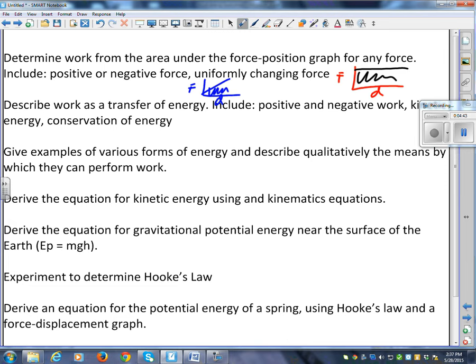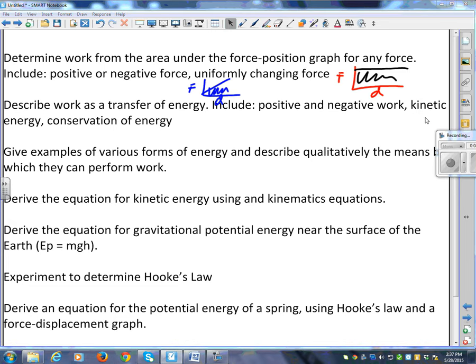Did we describe work as a transfer of energy, including positive and negative work, kinetic energy, conservation of energy? Yeah, I think I did, right? More than once I said, you do work, it is transformed into potential or transformed into kinetic, right? When you do work, you are transforming energy.